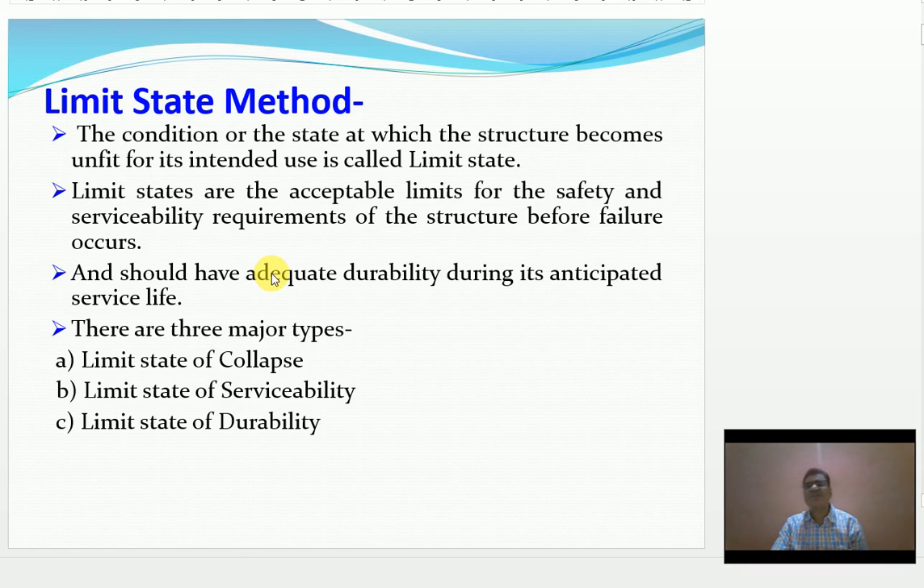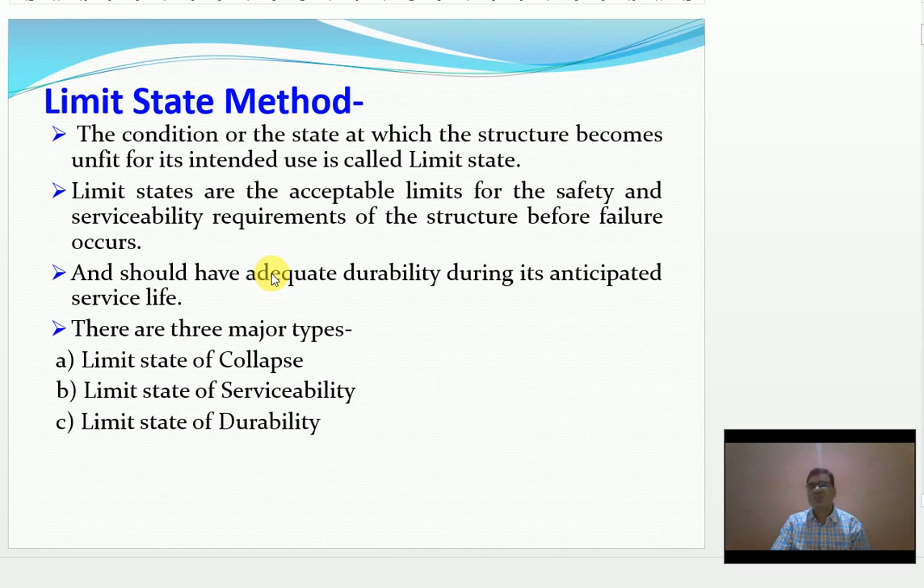So exactly what is this limit state method? It is the condition, or we can say it's the state at which structure becomes unfit for its intended use. It is called as limit state. This is considered just like a boundary. For anything you have to fix the boundary beyond which if some value exceeds, then you can say that it is unsafe. That is simply limit state. So in other words, we can say limit states are the acceptable limits for the safety and serviceability requirements. Not only safety and serviceability, but also durability.